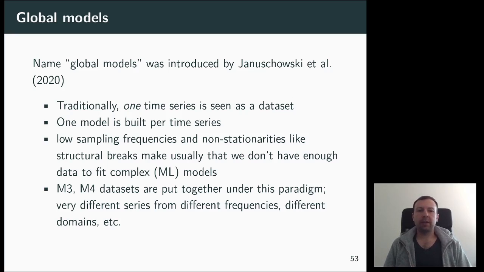And now what happened is that low sampling frequencies and non-stationarities, like structural breaks, usually mean that we just don't have enough data to fit quite complex machine learning models. So simple models obviously work better. If you have 20 data points, there's just not so much to fit. And the M3 and M4 data sets were put together under this paradigm: very different series from very different domains, just put together into one data set.